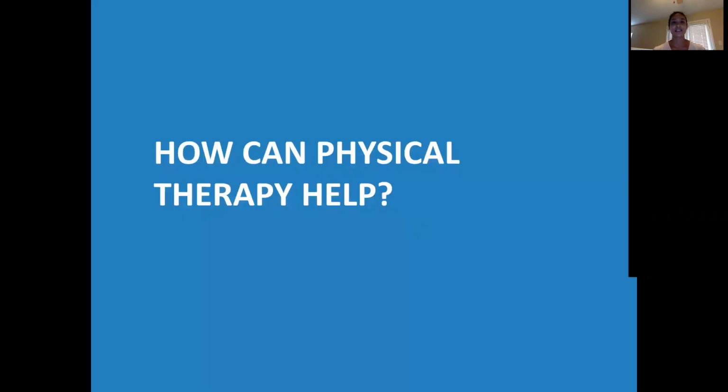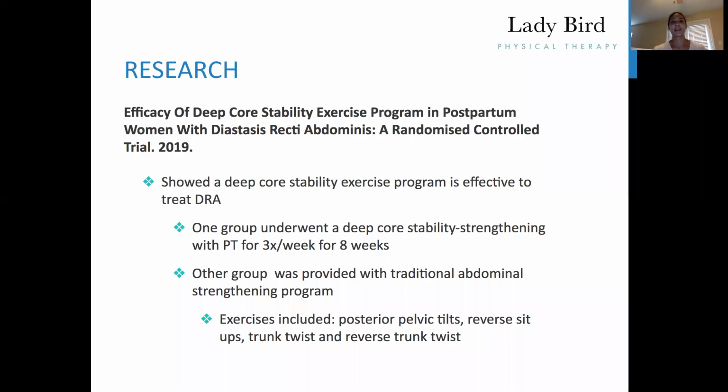All right, so how can physical therapy help? I found a good research article showing that a deep core stability exercise program is effective to treat diastasis. One group underwent a specific deep core stability program with a physical therapist. They had a one-on-one session with a PT, and the PT made sure that these patients did the exercises correctly, engaging the right muscles, making sure they were using their breath, all of that. They did this program for a duration of 8 weeks, 3 times a week.